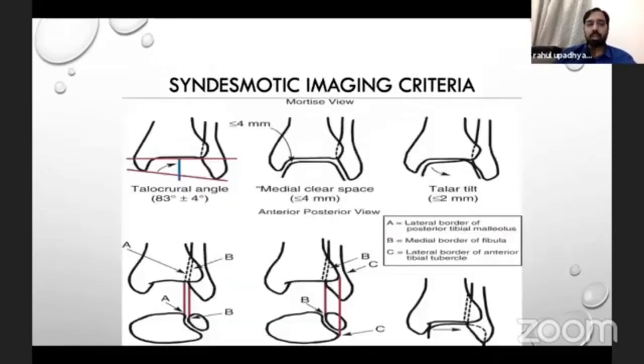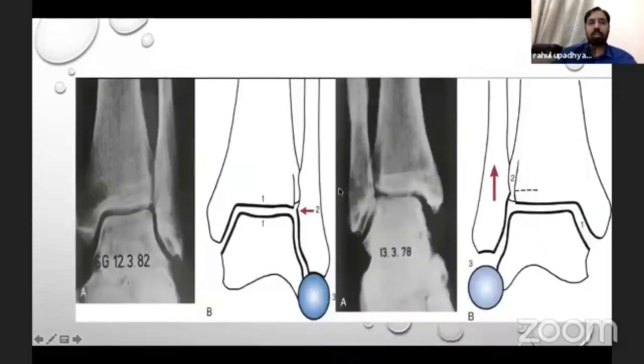Important radiological indices that we were talking about: talocrural angle, medial clear space, talar tilt. We have had a good discussion already over these topics. Just to give you an example of how to see, on the left side and on the right side, we have two X-rays. The left X-ray is a normal X-ray. The Shenton's arc here is quite well maintained. The fibular tip is at the level of the joint line. The medial clear space and the lateral clear space are good.